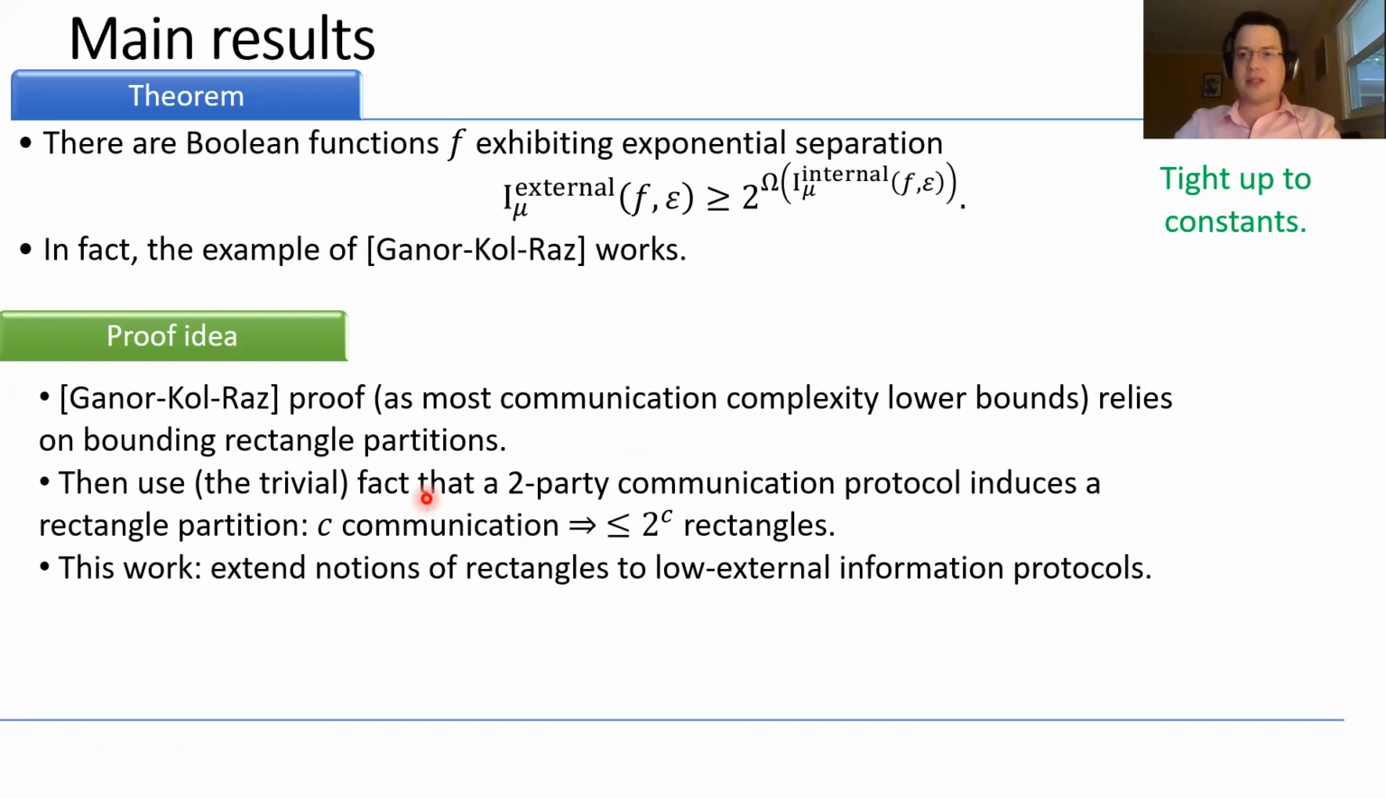And it doesn't immediately translate into external information, because an external information protocol can partition the space into many pieces. It's not limited in terms of communication, but with the right definitions, you can basically get this proof to extend to external information complexity, and that's what we do. So we have new tools for external information that previously only worked for communication complexity.